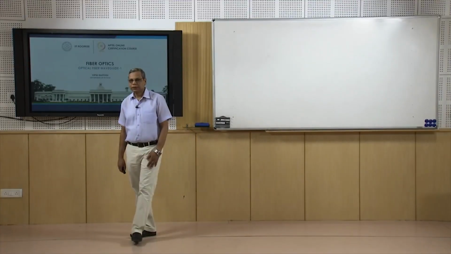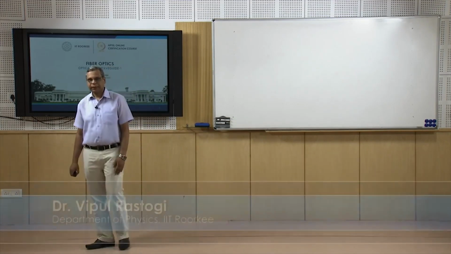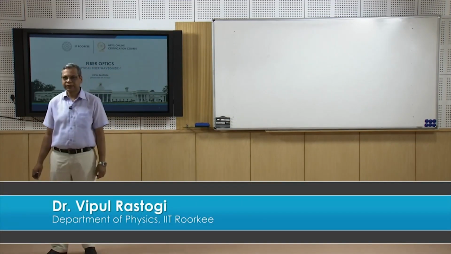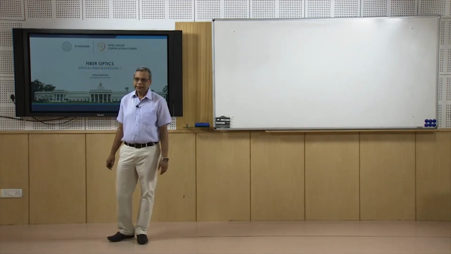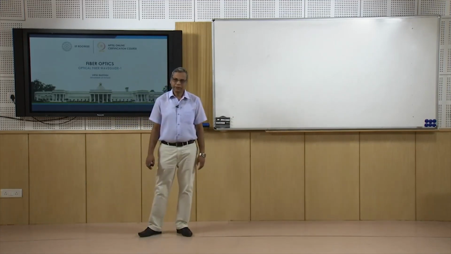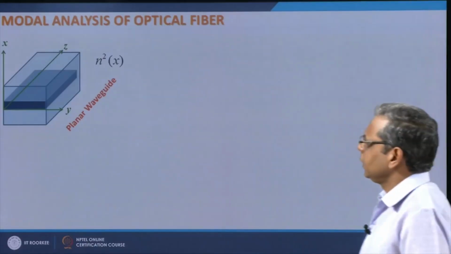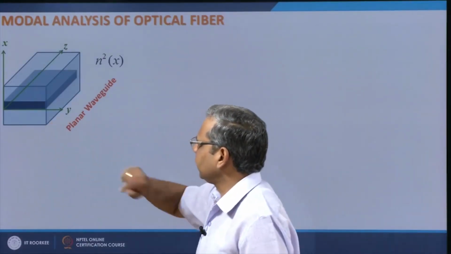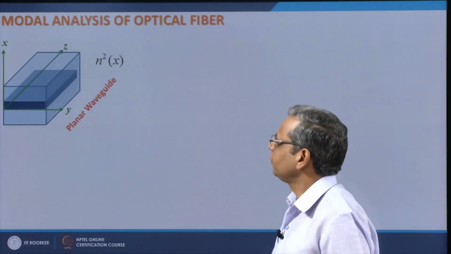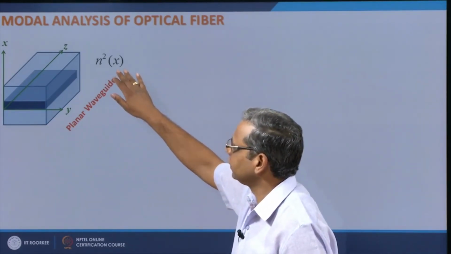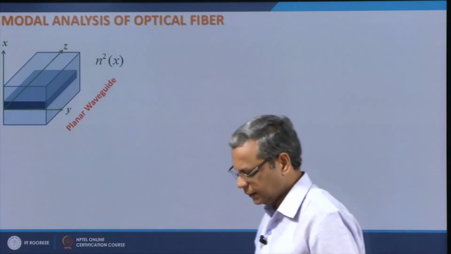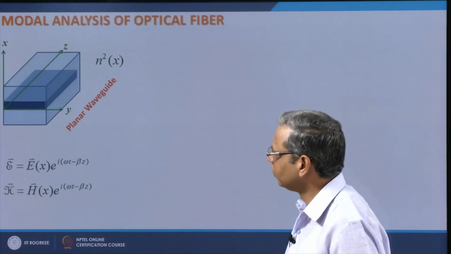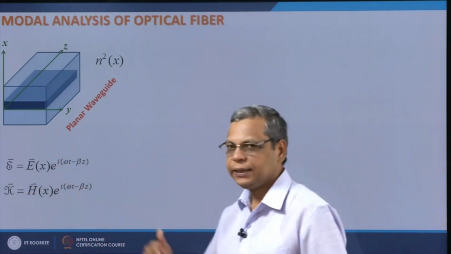After having understood the light propagation in planar waveguides in the previous section, now in this section we will analyze light propagation in an optical fiber, the modes of light propagation in an optical fiber. So, if I look back to planar waveguide where the refractive index variation is only in one direction x and the propagation direction is z, then I had seen that the modes are given by these E and H.